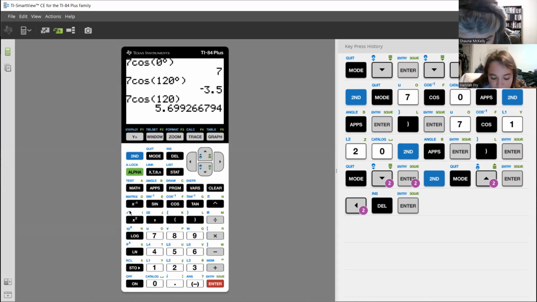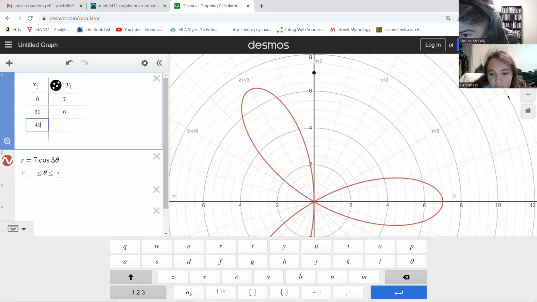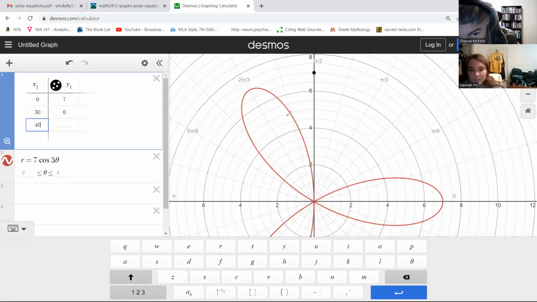So now, where's that coming from? Remember that this has to do with the way we plot polar coordinates, right? Remember how we have to go backwards sometimes when we do it. So if you're at 120 right here, all right?